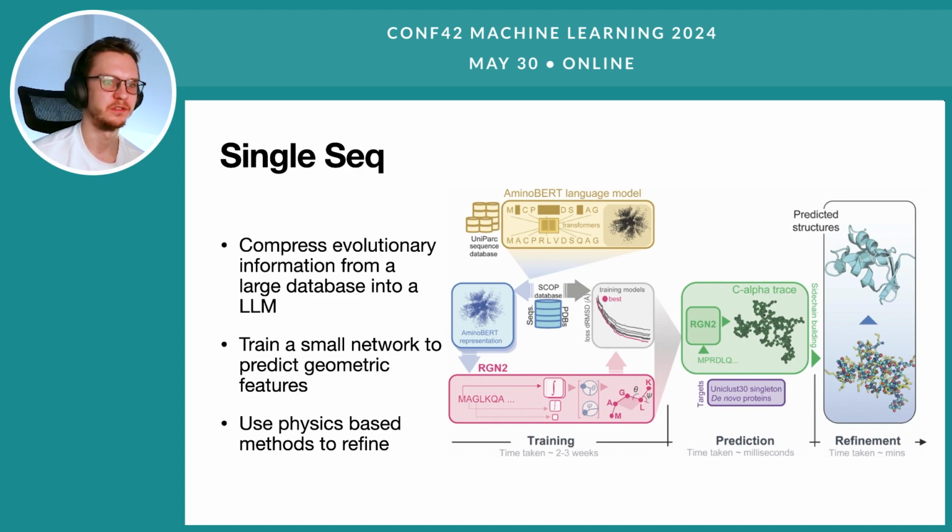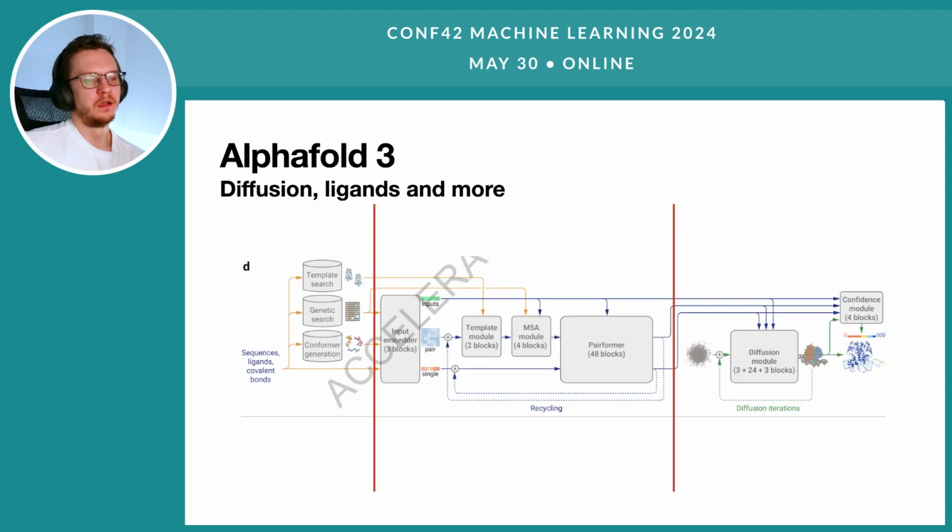From that representation, using the same idea as AlphaFold 2, we can predict geometrical features for the structure, and we can predict the structure end-to-end using a lot more data for language model pre-training, protein language model pre-training, and then we can use a smaller model to predict the geometric features. And the same way as before, we can use refinement steps to fine-tune the model using physics-based methods.